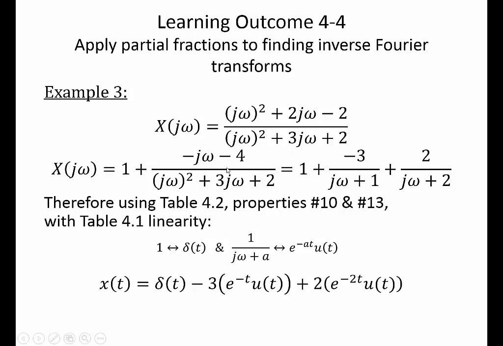On this proper fraction, we again use partial fractions. On this constant term, we use property 10 from table 4.2, which says that the inverse transform of a constant is δ(t). On these other two terms, we continue to use property 13 from table 4.2, and we get the result as shown here.